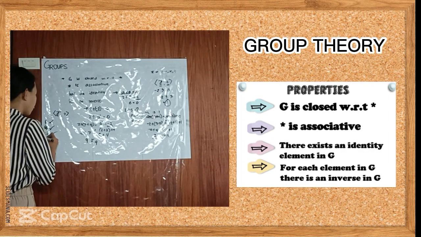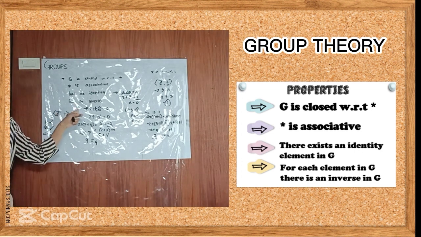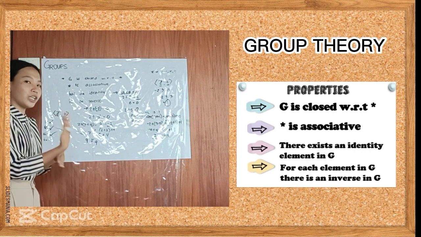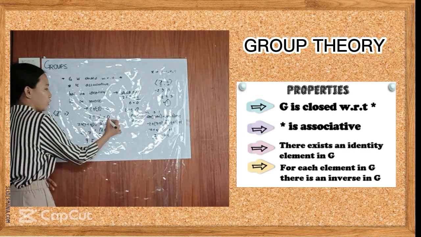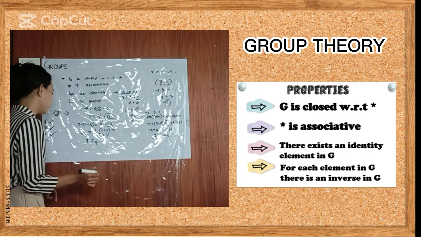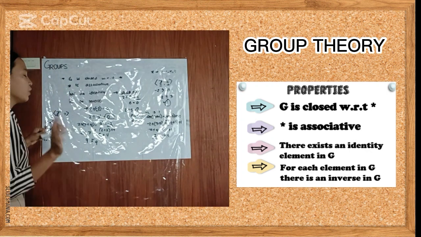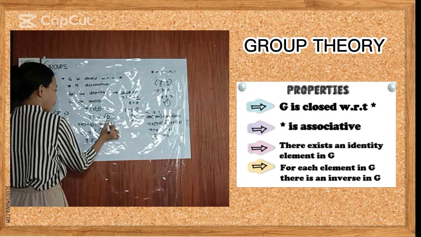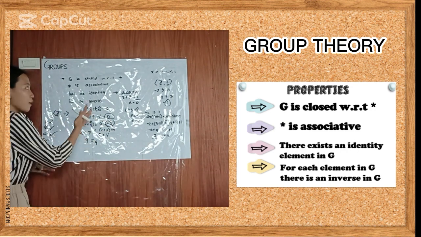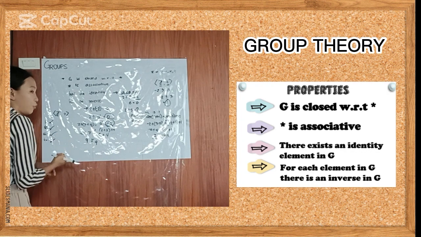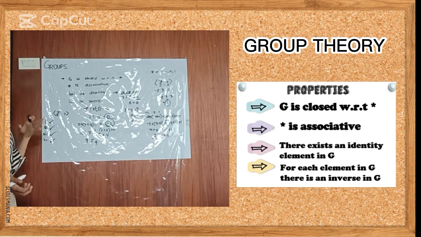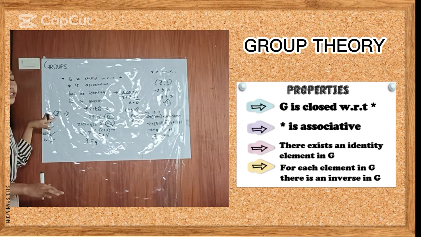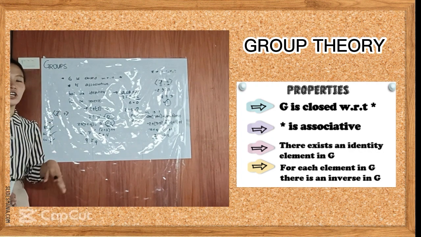Last, our fourth property. It should have an inverse. We already answered it a while ago. So our inverse is 0. No, our inverse is negative 2. Sorry for that. Our inverse is negative 2. Therefore, we satisfy again the fourth property. Therefore, our conclusion is that the positive integers under addition is a group.